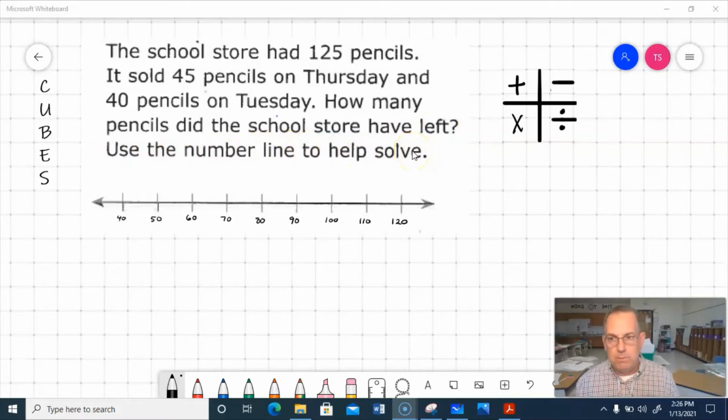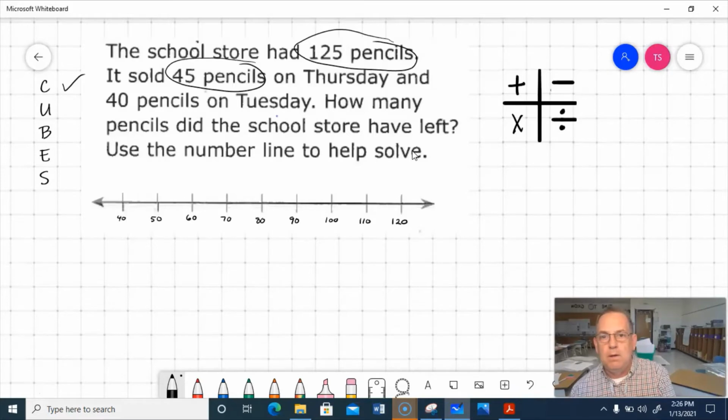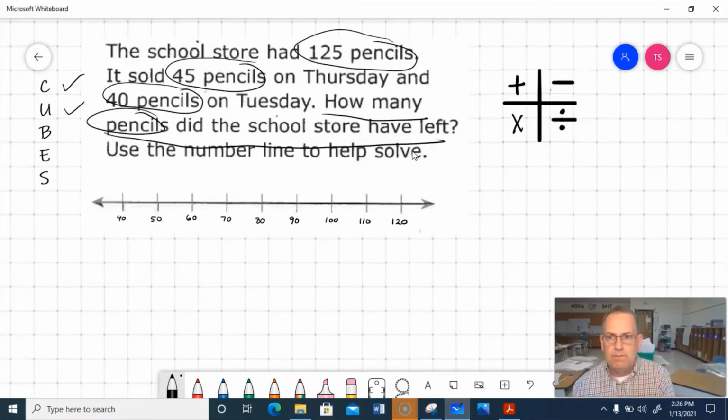So we can use a number line. I'm also going to use my cubes to help me understand what we're trying to do here. I'm going to circle important information. I have 125 pencils. They sold 45 pencils and 40 pencils. And what I'm trying to find out is how many pencils. So underline the question. The question is, how many pencils did the school store have left? So that's what we're trying to find out.